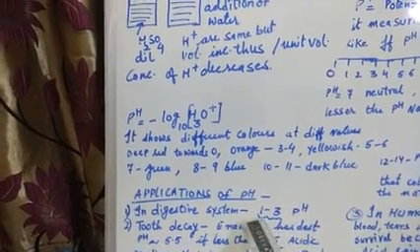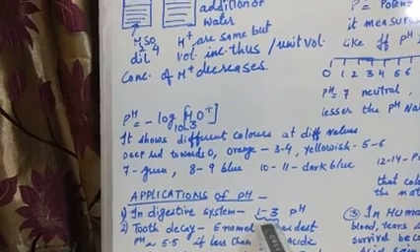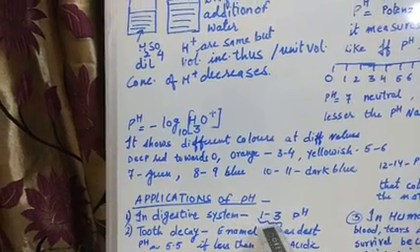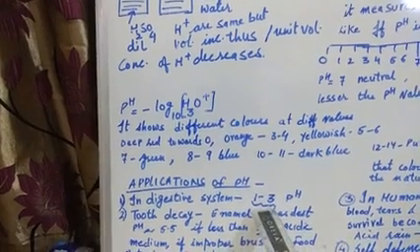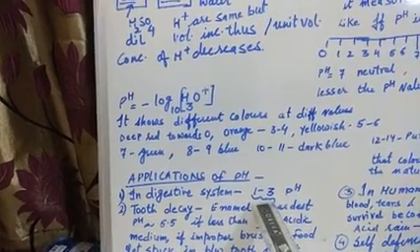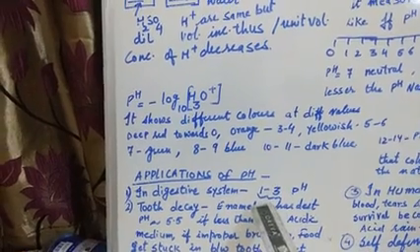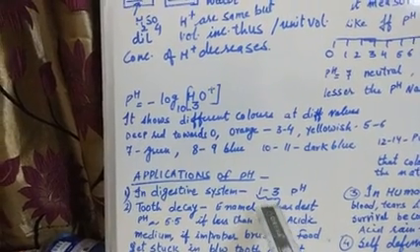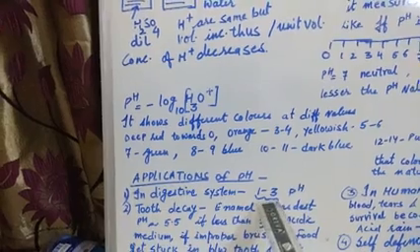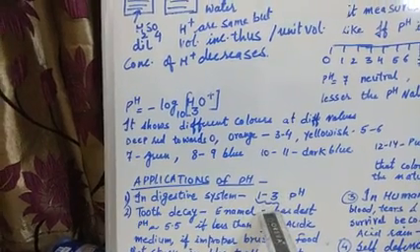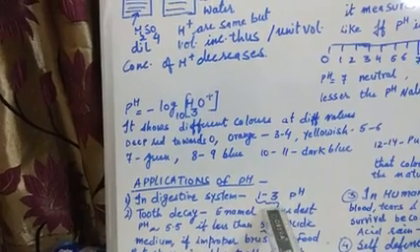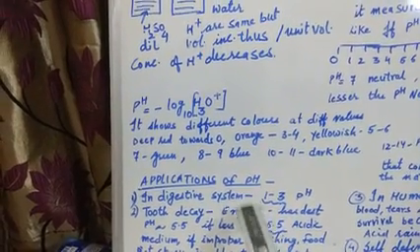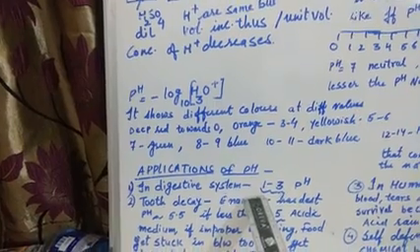That means 1 to 3. That means inside the stomach, a strong acidic medium is present, which is responsible for the digestion of food, for the breakdown of food into simpler form. And this pH is required for the proper digestion of food in our stomach. So this is one of the applications of pH.